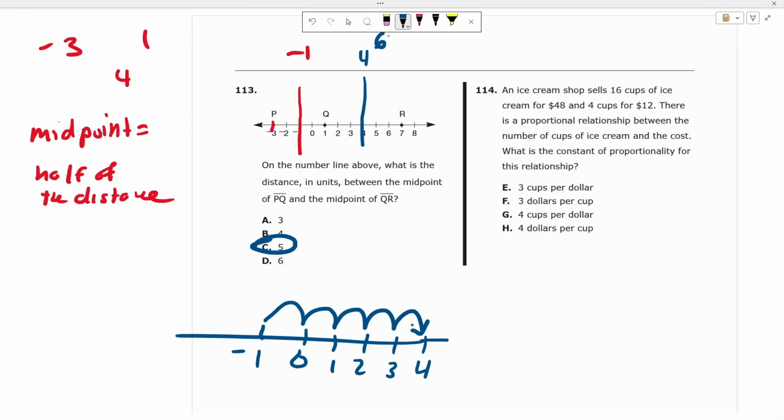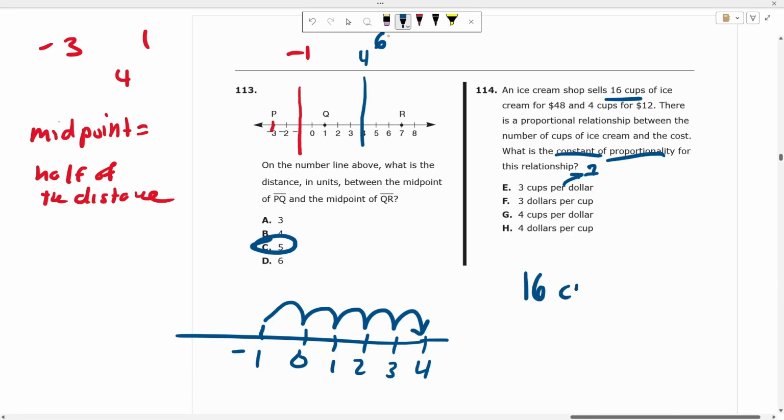Number 114 says an ice cream shop sells 16 cups of ice cream for $48 and 4 cups for $12. There's a proportional relationship between the number of cups of ice cream and the cost. What is the constant of proportionality for the relationship? Again, this is the third constant of proportionality problem here. The constant of proportionality, or the unit rate, is going to be however much of something happens per, guess what, per 1 of something else.